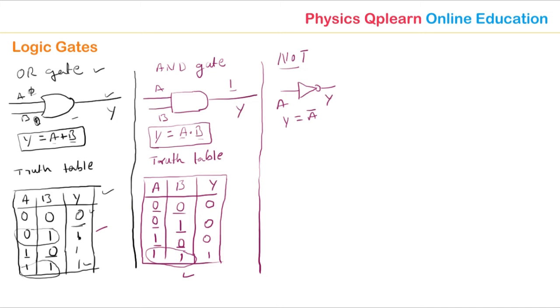So that is called the NOT gate. If input is low, output is high. If input is high, output is low. It is converting exactly like that. So that is called the NOT gate.